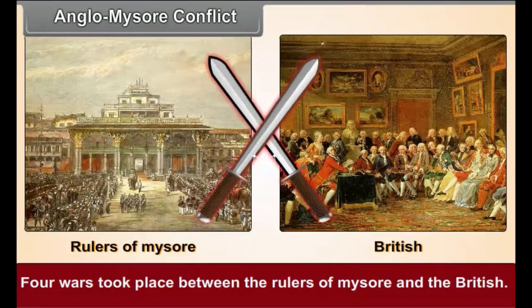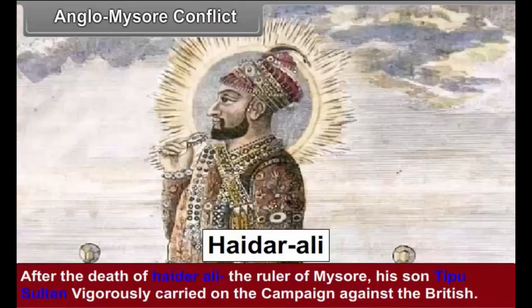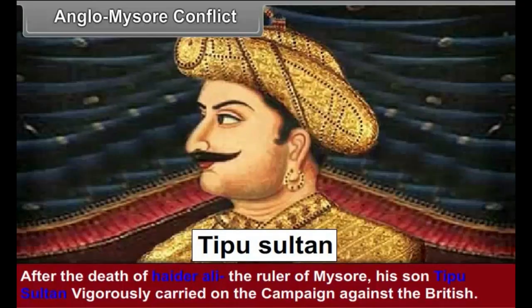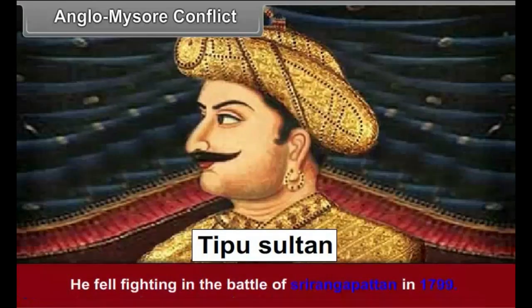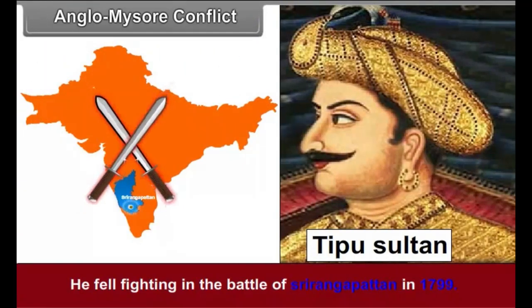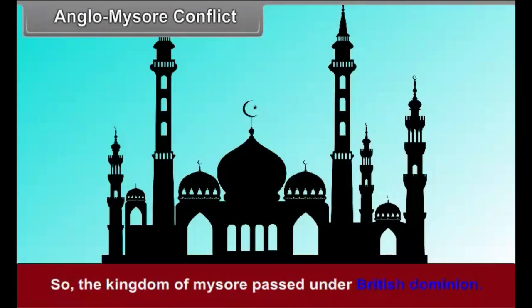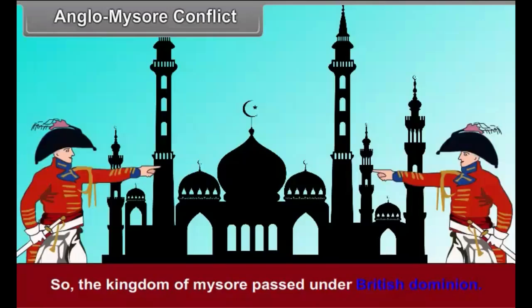Anglo-Mysore conflict. 4 wars took place between the rulers of Mysore and the British. After the death of Hyder Ali, the ruler of Mysore, his son Tipu Sultan vigorously carried on the campaign against the British. He fell fighting in the battle of Srirangapattanam in 1799. So, the kingdom of Mysore passed under the British dominion.